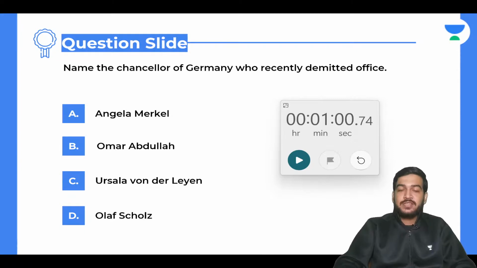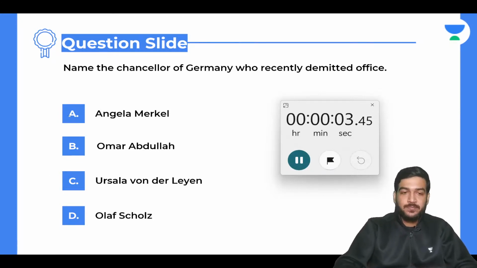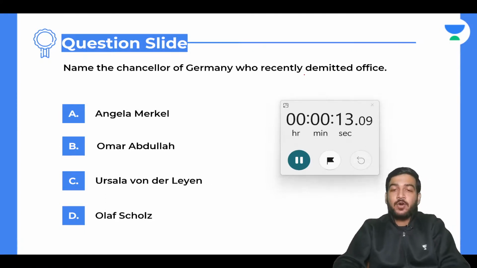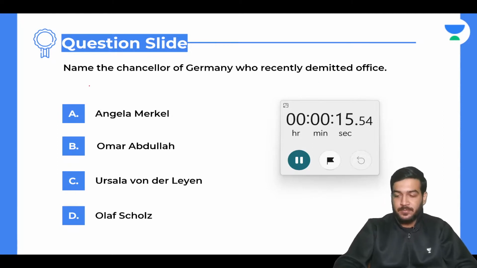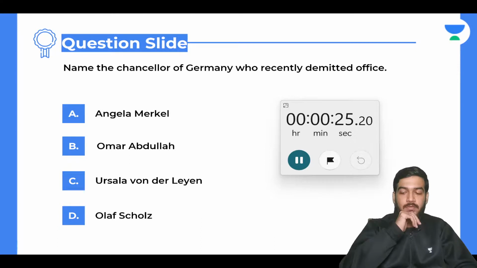Then, name the Chancellor of Germany who recently demitted office. Germany had elections after 16 years. A Chancellor demitted office. Is it A. Angela Merkel, B. Omar Abdullah, C. Ursula von der Leyen, or D. Olaf Scholz? Who is the one who demitted office in Germany after 16 years as Chancellor?